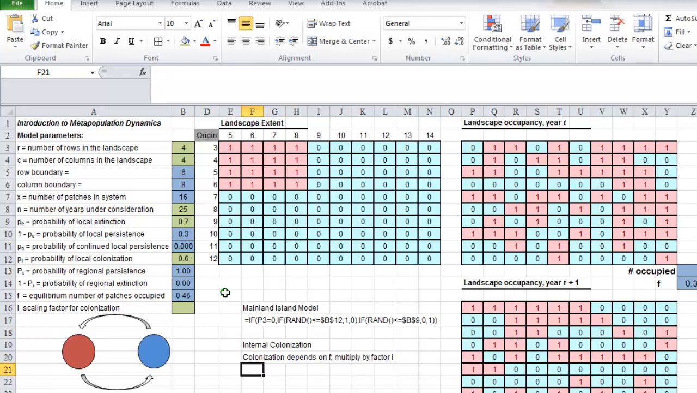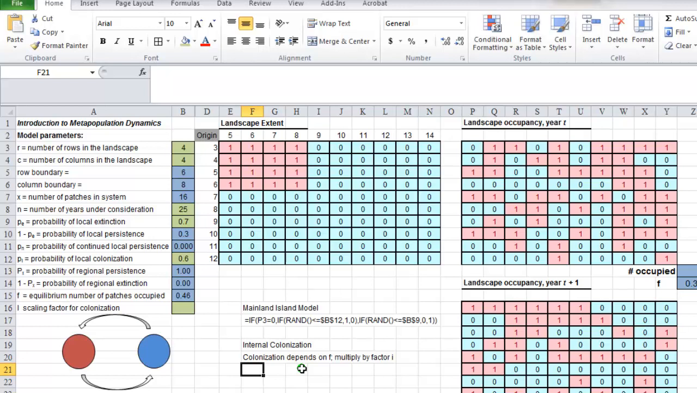So as a simple example, if the fraction of patches that are occupied is 1, then colonization might be 1. If the fraction of patches that are occupied in the previous time step is 0.5, then the colonization rate might be 0.5. We're going to multiply it by this factor, so if the factor I is equal to 1, then in fact the colonization rate is the fraction of patches.